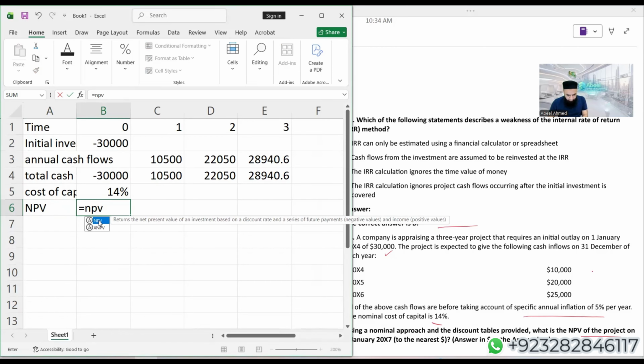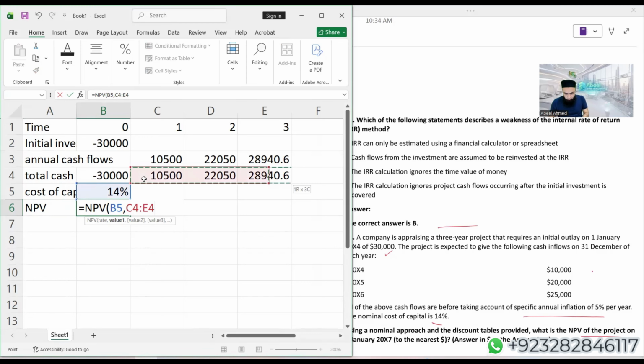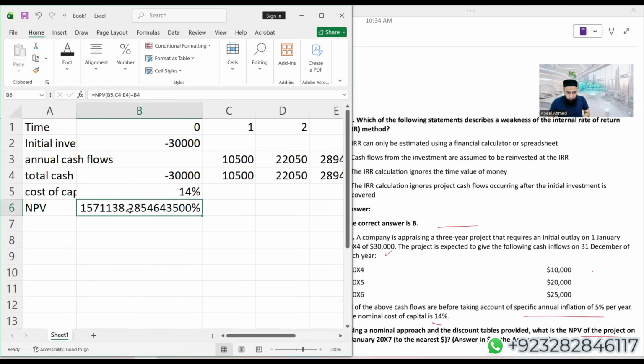NPV. Take the discount rate, comma. Then you will start taking the cash flows from T1 onwards. Shift and the right arrow, bracket close, plus initial investment. This is coming in percentage because I did not select. Okay, now the answer is 15,711. Let's see what is the answer of Study Hub.